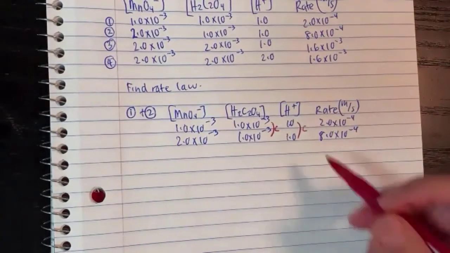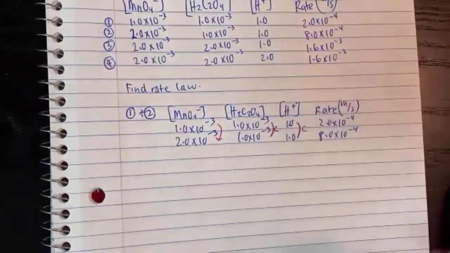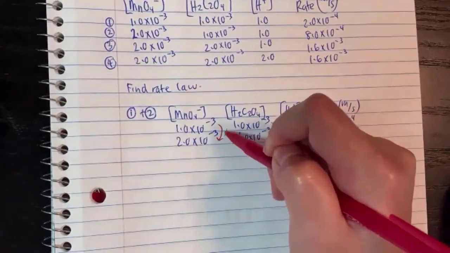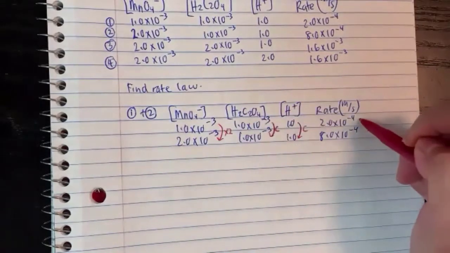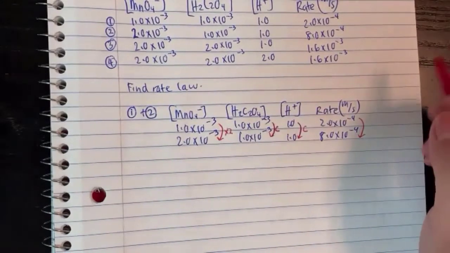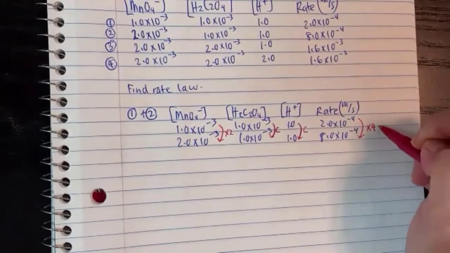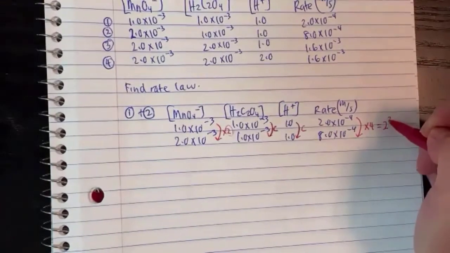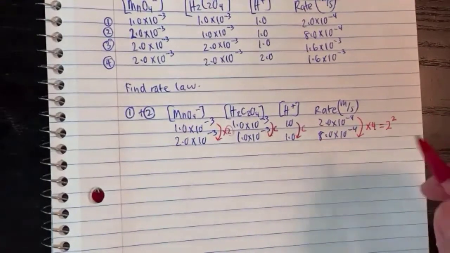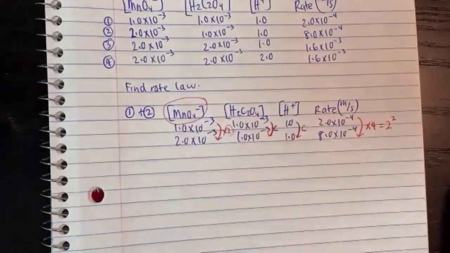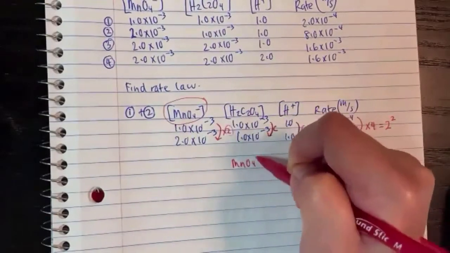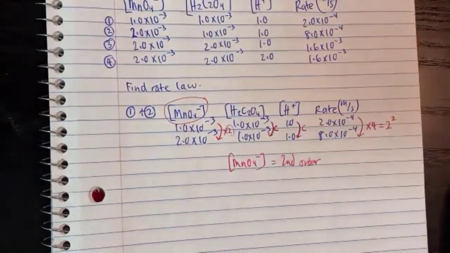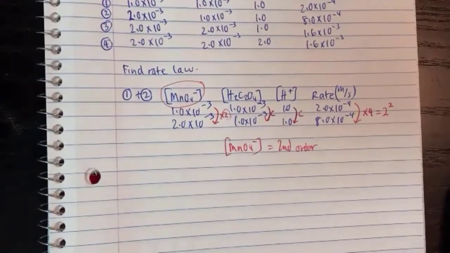That's constant, right? What's the change here from here to here? That's times 2. Agree? What's the change from here to here? Times 4. And what does times 4 equal when you have to use 2 as a number? It's 2 to the power of 2. Agree? So what order is that one? So MnO4 is second order. Okay, so we got that one.